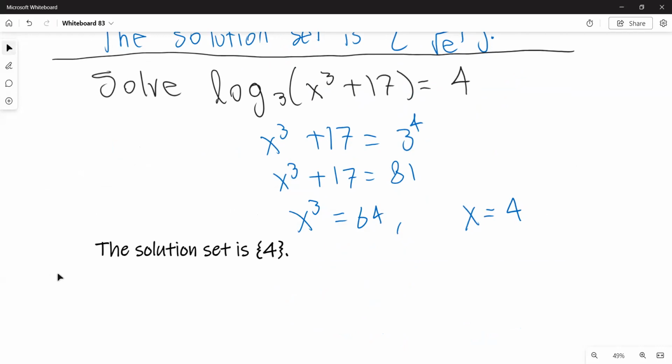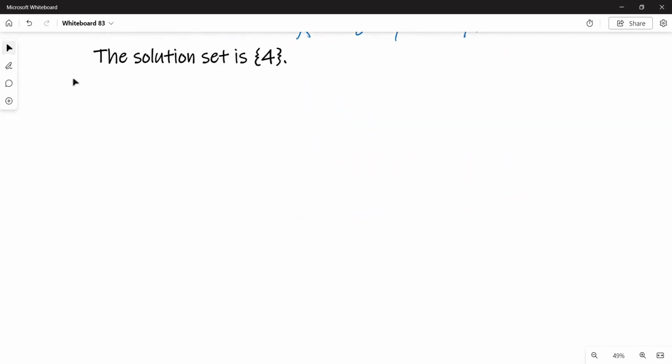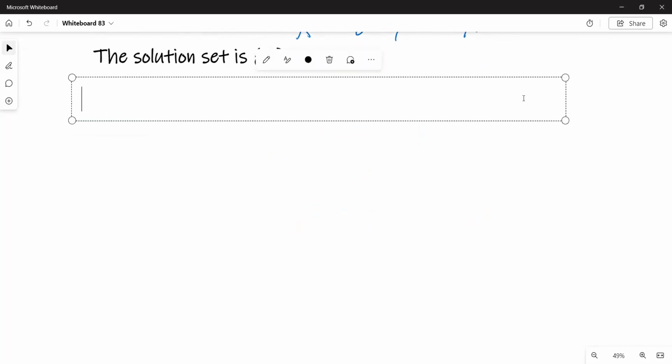Okay, so we need to remember to check. So far I have been checking mentally. Now we need to check in the next 2 examples. We actually need to write down the check too because it's not going to be that evident. Okay, so we're going to be checking for extraneous solutions.